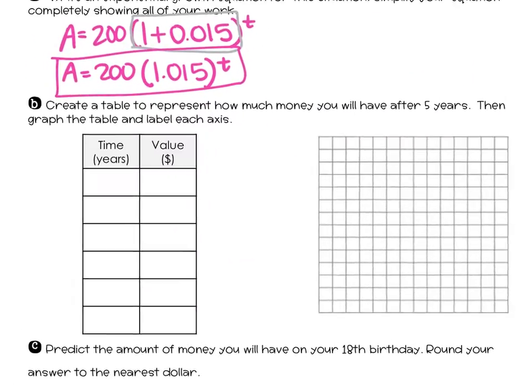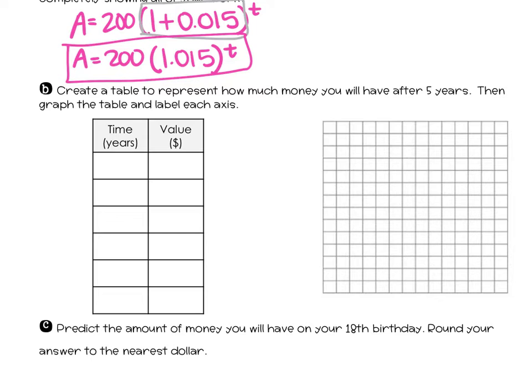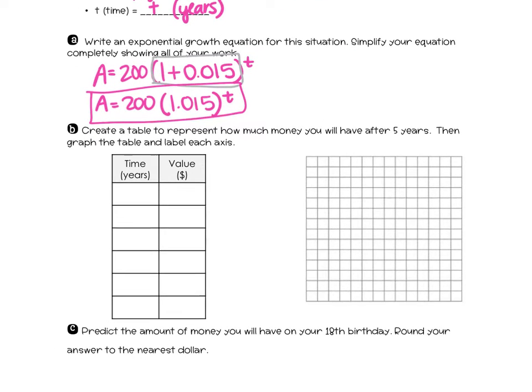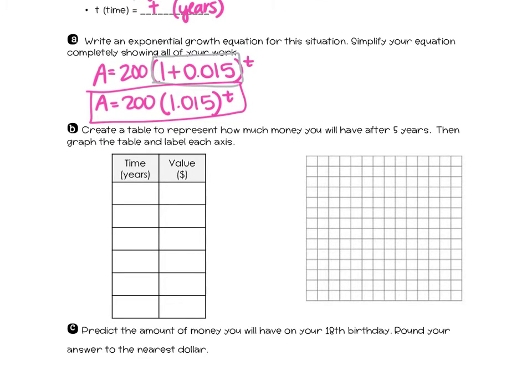Okay, now we're going to do our table like previously. So create a table to represent how much money you will have after 5 years. Then graph the table and label each axis. So we want to work up to 5 here, but we still want to start at 0. Okay, so 0, 1, 2, 3, 4, 5.